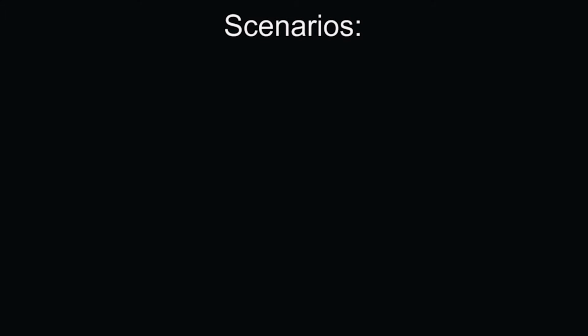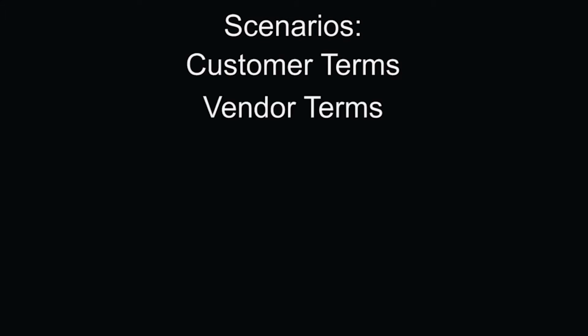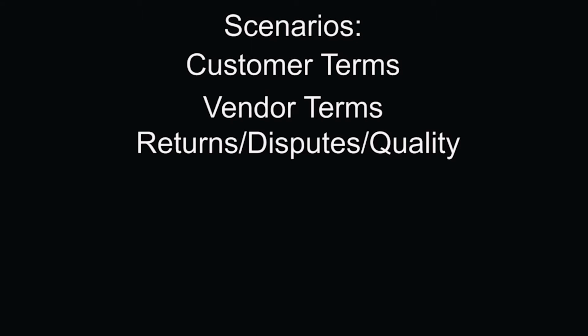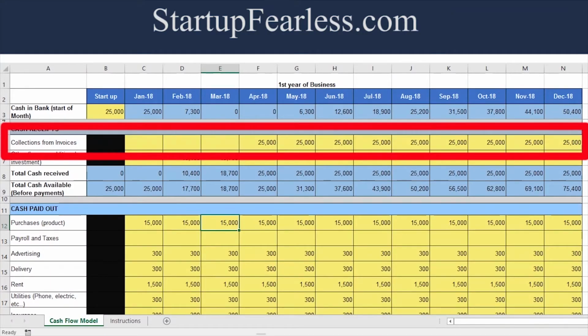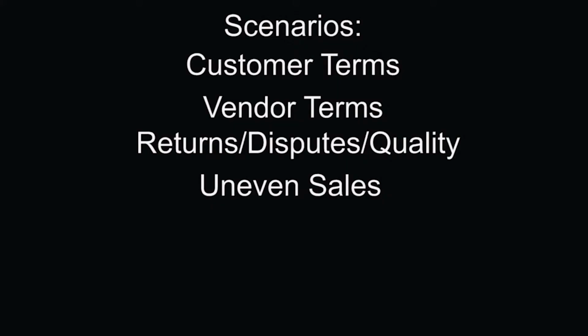You want to look at the terms with your customer, how the terms with your vendor affect it, what happens if you have returns, disputes, a quality problem. Uneven sales is a major one. In this scenario, we're showing that we have $25,000 going out every month, and then after 3 months this customer is going to pay $25,000. But as you do your scenarios, try to stagger your sales and you'll see how critical it is to have a reserve set up for your cash flow.